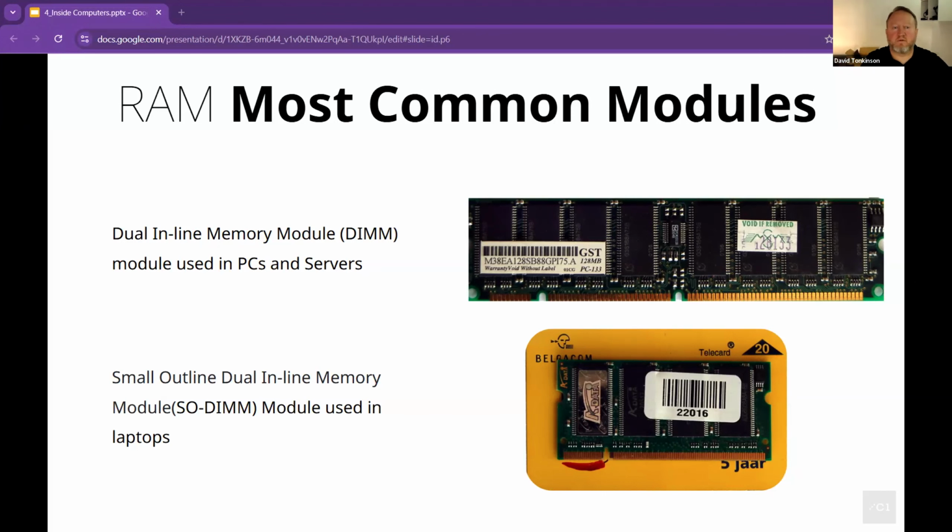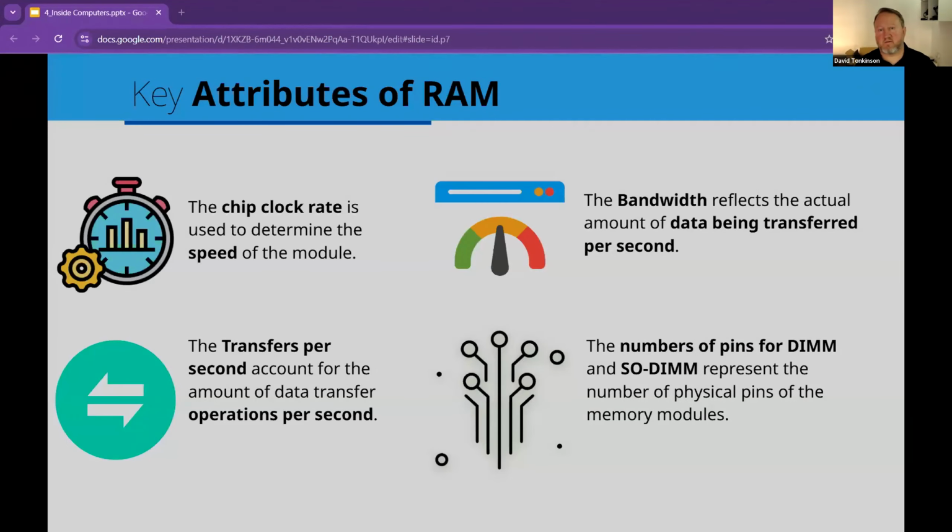Now, as I said, not all memory modules are basically the same. So let's have a look at a couple of the key attributes. The key attributes of RAM are the clock rate. The chip clock rate is used to determine the speed of the module. This is how fast essentially you make the thing vibrate, how fast you basically make things access. They will vary in a different amount of speeds, and we'll go into the numbers in a minute. There is a bandwidth on these things, which reflects the amount of actual data that can be transferred per second. So not only do you have a clock speed that sets the speed, you also have a bandwidth, which is the maximum amount of data that can get transferred to and from.